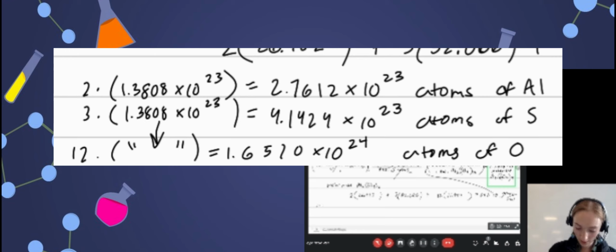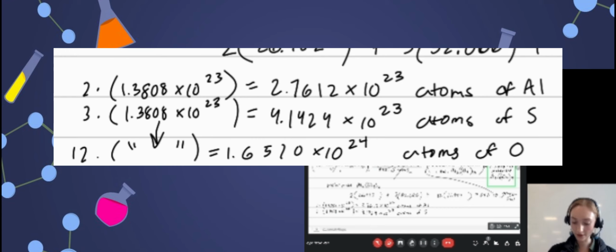So 2 times 1.3808 times 10 to the 23rd. And that will be 2.7612 times 10 to the 23rd atoms of aluminum. And since we have a 3-to-1 ratio for sulfur, we have 3 times 1.3808 times 10 to the 23rd, and that will give us 4.1424 times 10 to the 23rd atoms of sulfur.